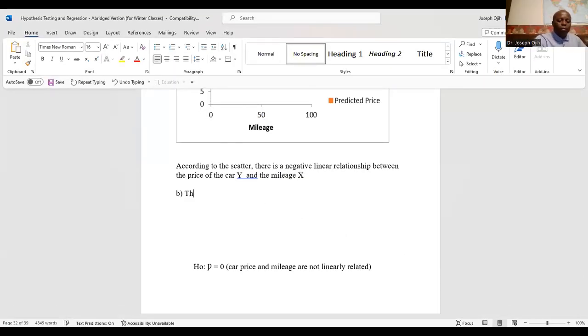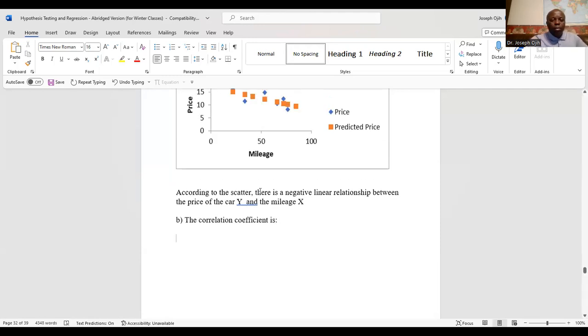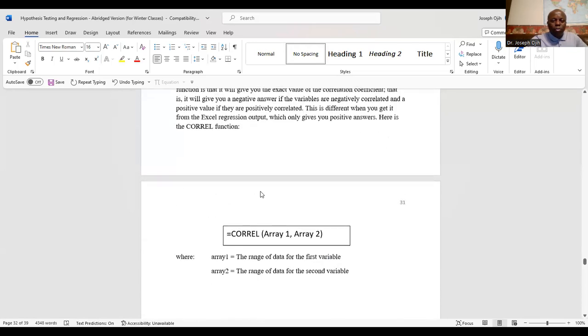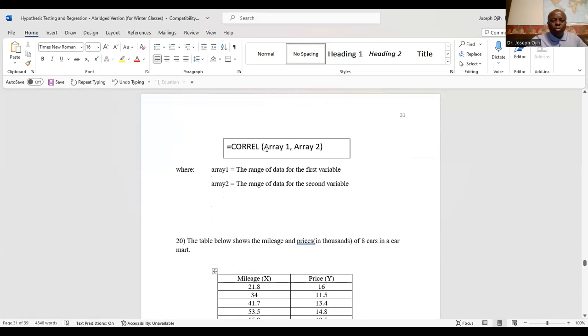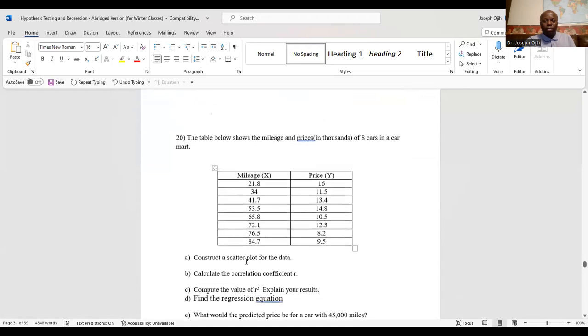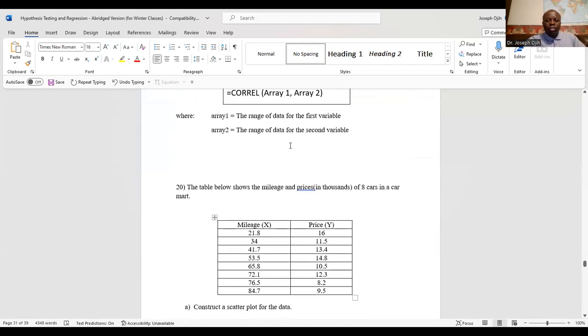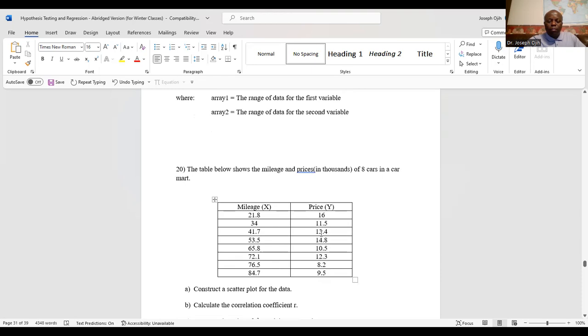The correlation coefficient is, now, yeah, this is the CORREL function, how it goes. I'm going to show you. So right here, equals CORREL(array1, array2). The array1 is the range of the data in the first variable, which is this one here. And this is the range of the second variable, which is this one here.